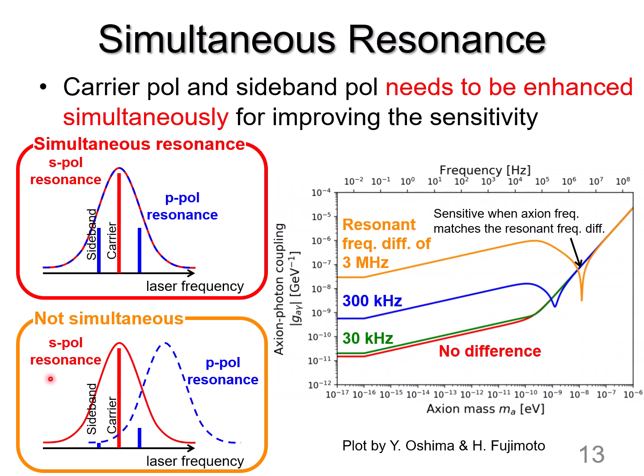But if P polarization and S polarization are not simultaneously resonant and have a resonant frequency difference, even if the carrier light is enhanced, the sideband light cannot be enhanced. So the sensitivity at low frequencies will be degraded. But if the axion mass happens to be the same as the frequency difference between the S polarization and P polarization resonances, this sideband can be enhanced, so you will have a dip in the sensitivity curve. But at low frequencies, the sensitivity is not as good as in the simultaneous resonance case. So this was one of the reasons why the upper limit from the 2021 run was not as good.